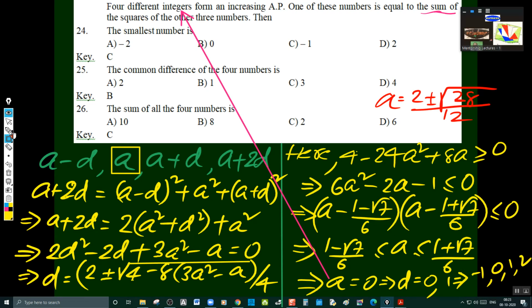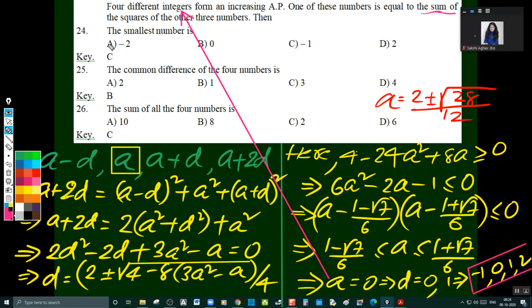So if you take this, you can now write the answer for this. You can answer the questions related to that comprehension. These are the numbers we have got: minus 1, 0, 1, 2. Now tell me the answer for the first question, please. The smallest number is minus 1, and the common difference of the 4 numbers is 1, and the sum of all the 4 numbers is 2. Any doubt?